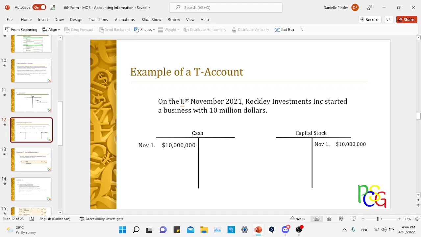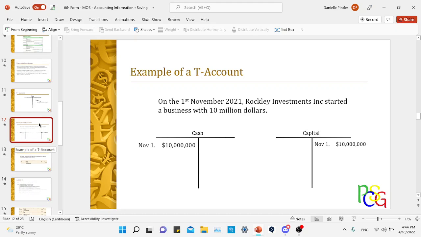So on the 1st of November, Rockley Investment started a business with $10 million. So as we said before, cash is an asset, and so you would debit cash and you would credit capital, right?